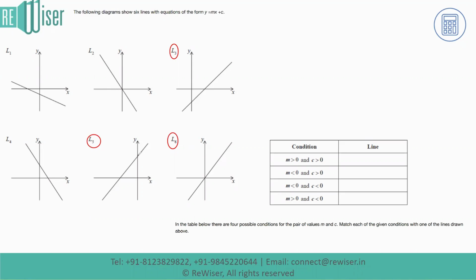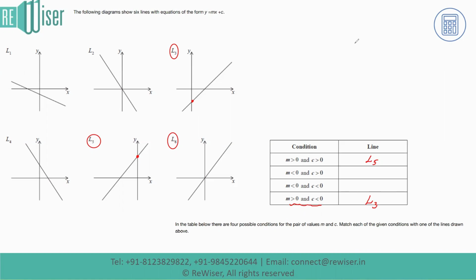The y-intercept represents the point where the line cuts the y-axis, and clearly this is the line which has a positive y-intercept. So that's why here the answer must be L5. And next, let us answer this last part. Where m is greater than 0, which means it must be a positive gradient, but c is less than 0, which means we need the negative y-intercept. So that's clearly line 3.